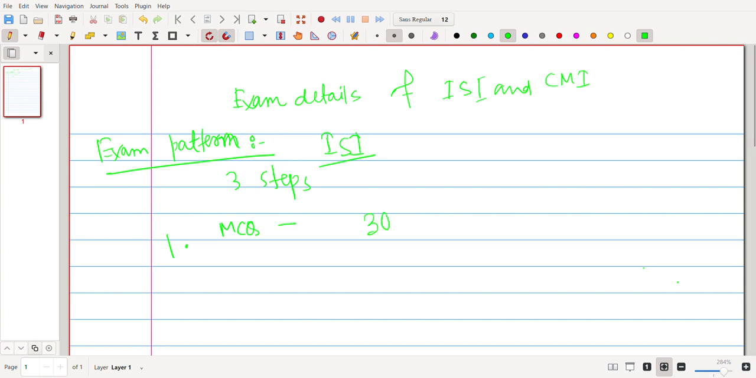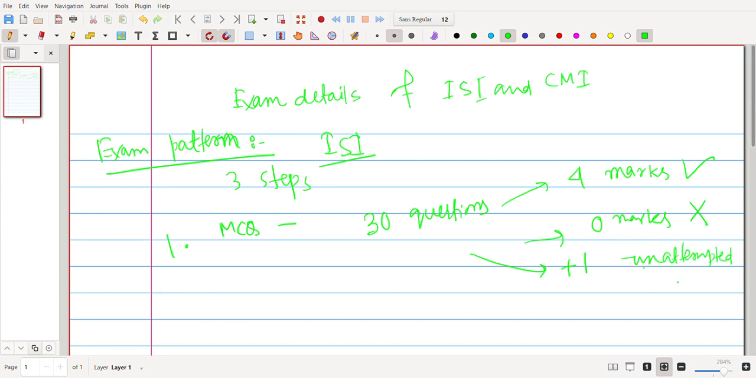There are 30 questions. Each question has 4 marks for a correct answer, 0 marks for a wrong answer, and 1 mark for unattempted. ISI is the only exam where if you don't attempt the question, you get 1 mark.